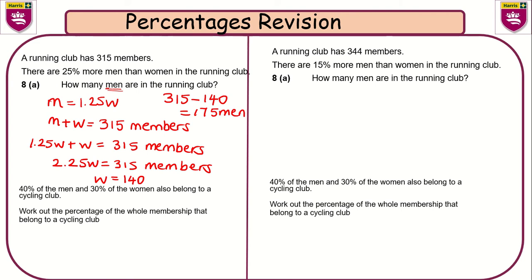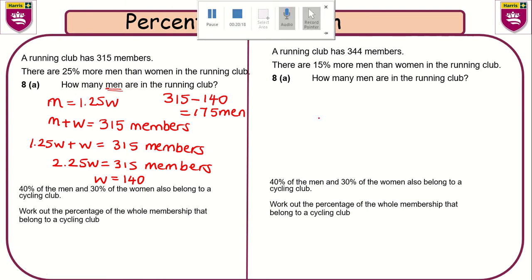Okay, I'm now going to move on to my next question. I would like you guys to try and have a go at the next one on this slide here. So that's 344 members with 15%. You're more than welcome to write down these steps for question 8a, and then try and have a go at the next one. So have a look at this.